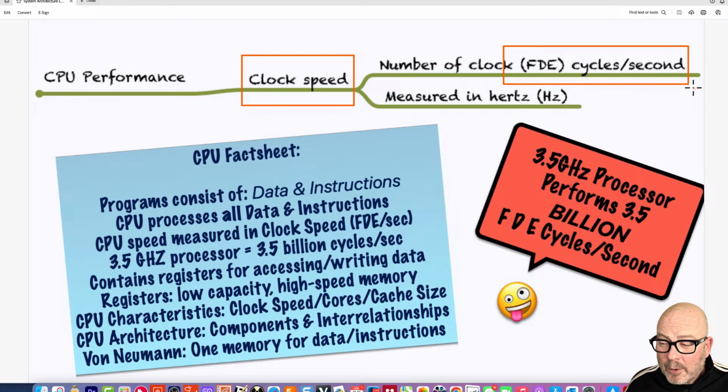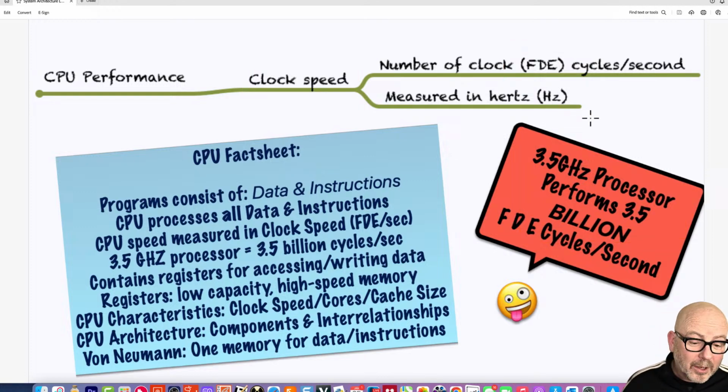So when you go and buy a computer and you see that it's a 3.5 gigahertz computer, that means, and here it is, I happen to choose that one, a 3.5 gigahertz processor performs 3.5 billion of these fetch, decode, execute cycles per second, okay? And it's measured in hertz. So HZ with a capital H and a small z.